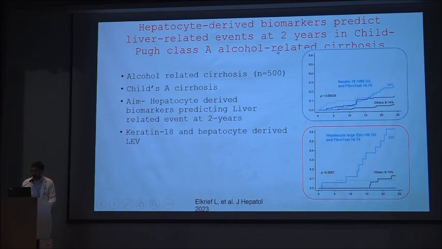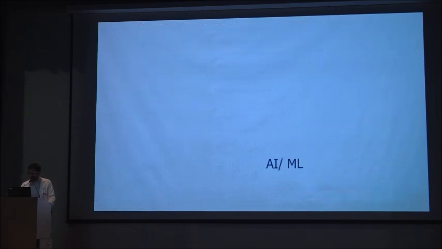Then a few more biomarkers which have been studied in the progression of alcohol-related cirrhosis are the hepatocyte-derived biomarkers, especially keratin 18 and the large extracellular vesicles. It was seen that the incidence of liver-related events over 2 years in Child A alcohol-related cirrhosis, even in the presence or absence of abstinence, correlated with the absolute keratin 18 value, or when it was combined with the large EVs, hepatocyte-generated large EVs.